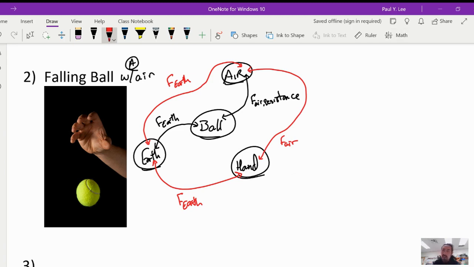So if you take a look here, there are a lot of different things in this diagram that are interacting with each other, but the only ones we care about are the forces that are actually interacting with the ball. So there are two forces right there.